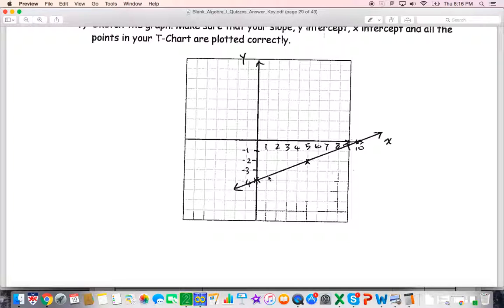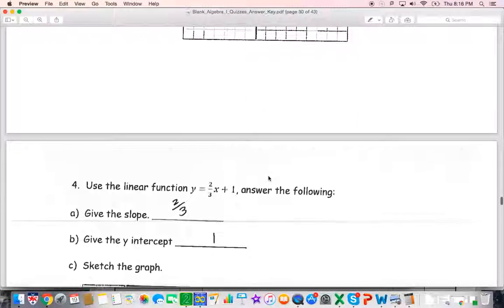And you should be comfortable with all of them so that you can double check yourself. All right, let's keep moving.